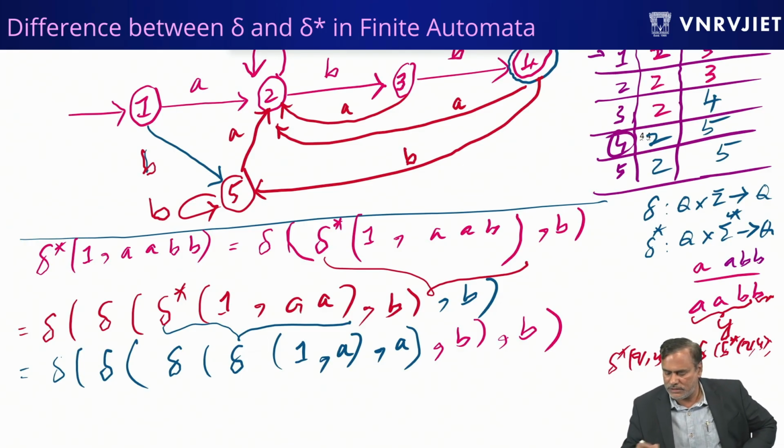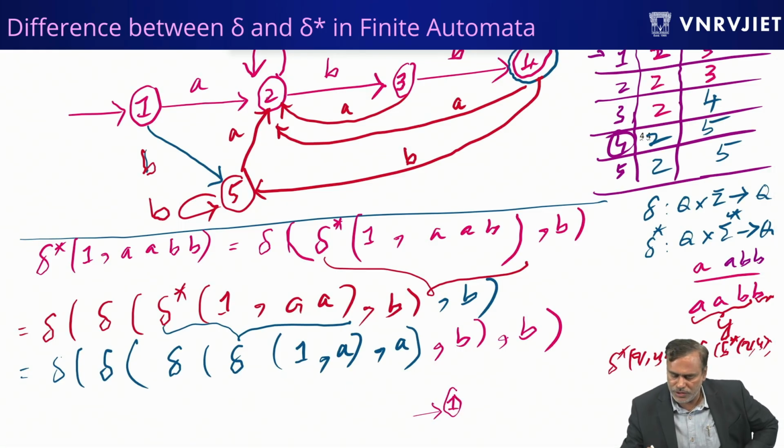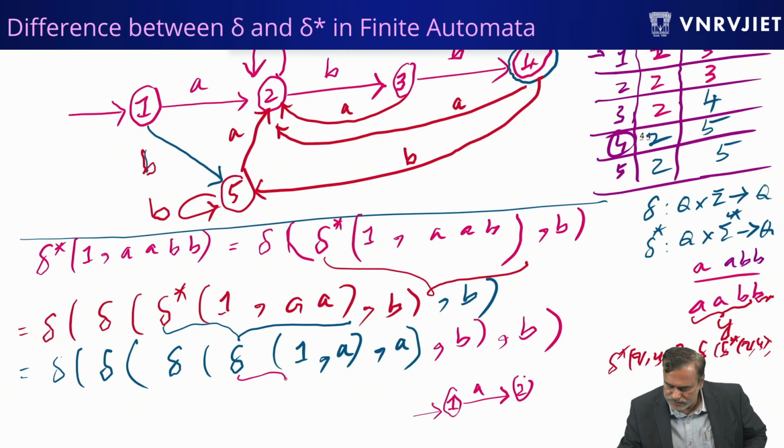Next, delta of 1A is what? From 1, let me show here, you will have only one outgoing transition. So from 1 on A, where can you go? You can go to 2. On reading the first A, you are going to be in state 2. So for this part, what you have got is 2. And then delta of 2A.